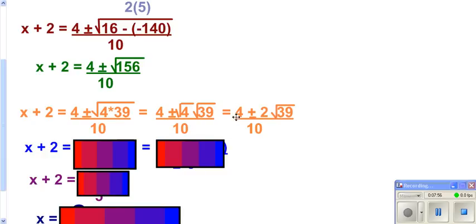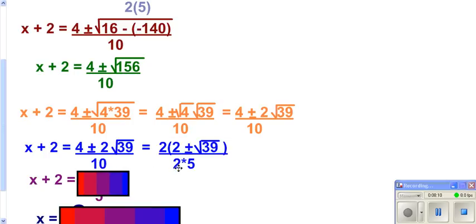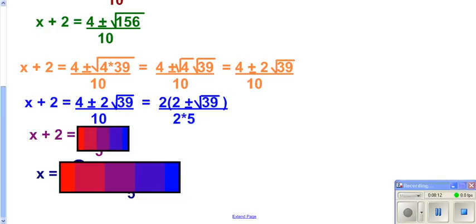So we really get our x plus 2 equaling our 4 plus or minus a 2 root 39 all over 10. Now the bottom is even. Notice you have a 2 you can pull out of the top as a common factor. Now you have 2 times the whole top, 2 times the whole bottom. Your 2's in front here end up dropping, leaving you with only what was in the parentheses over your 5.